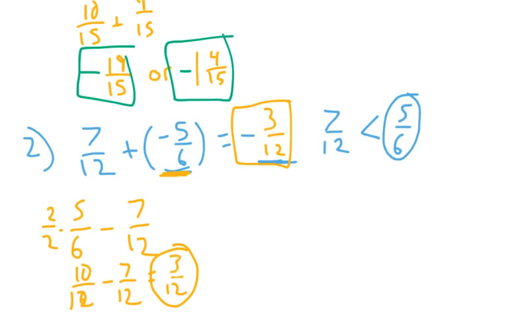3. That's better. 10 minus 7 is 3. So 3/12. And what we can now do is go one step further, which is to reduce it to make this negative 1/4. There we go. Box it, walk away.